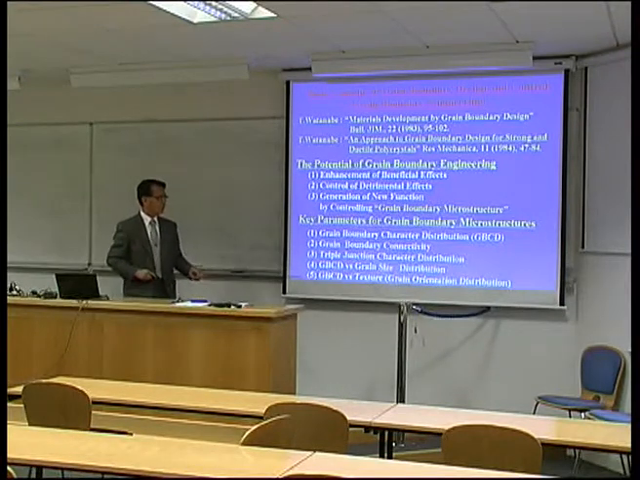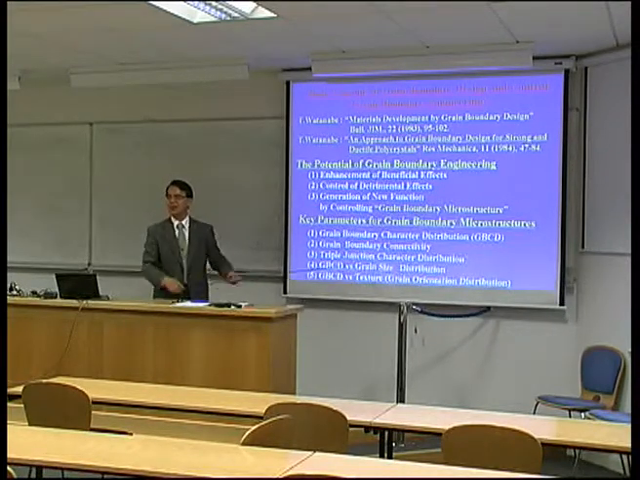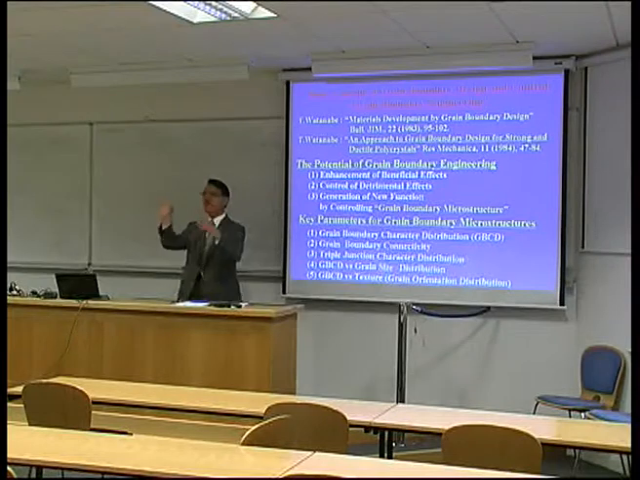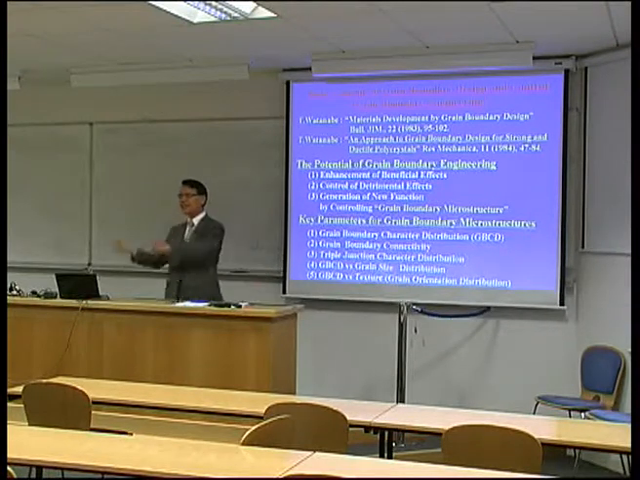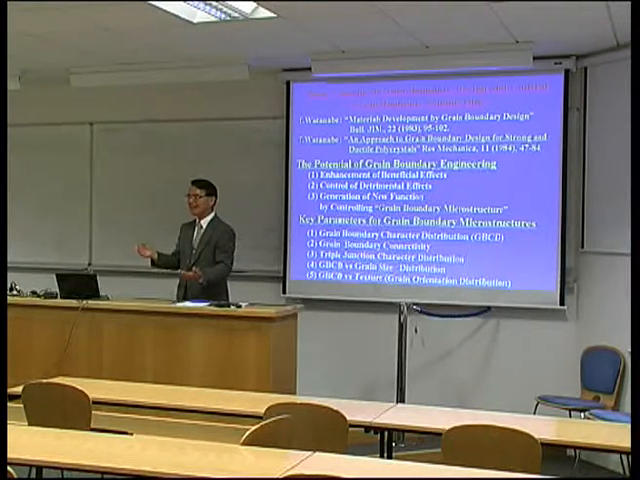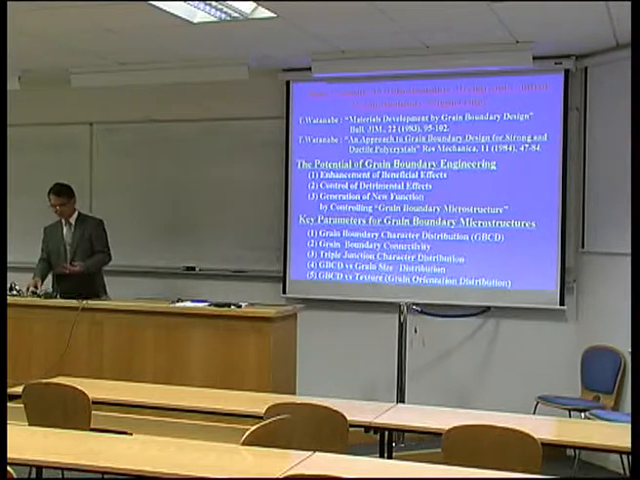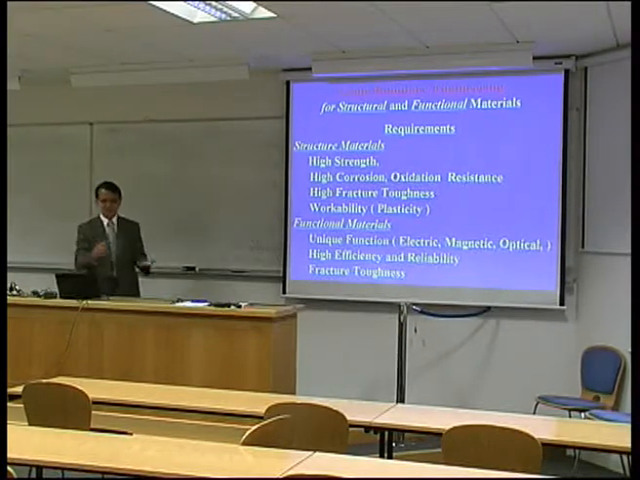And also, what's the relationship between the grain boundary character distribution and texture? So when the polycrystalline material has a very sharp texture or a random texture, what's the grain boundary character distribution? Again, we can predict something, experimentally or theoretically. So like this, this is the background.